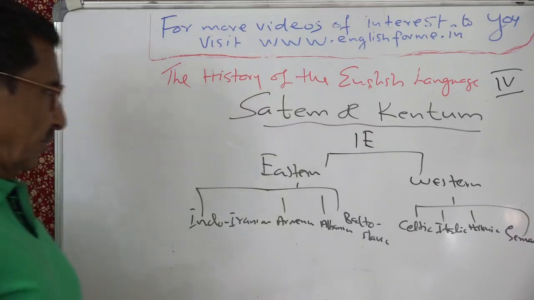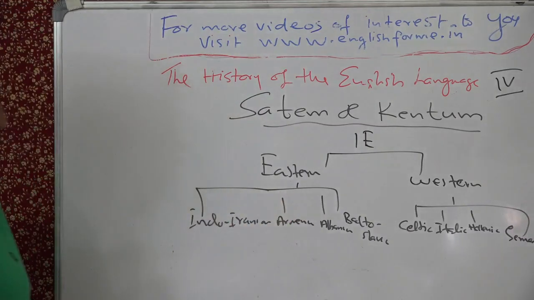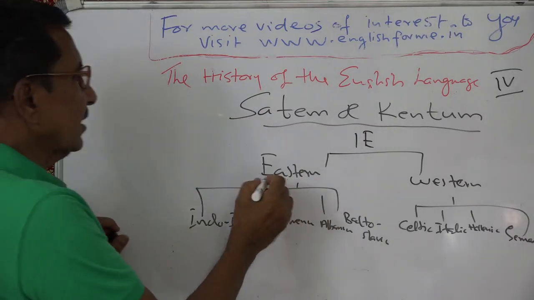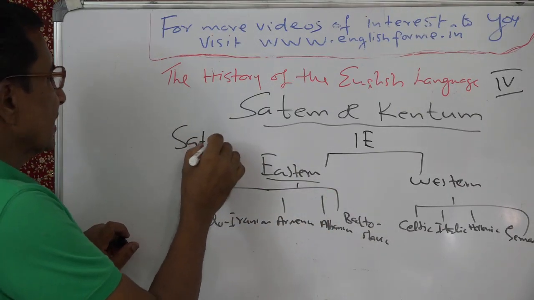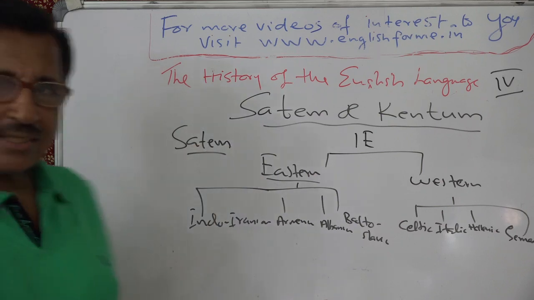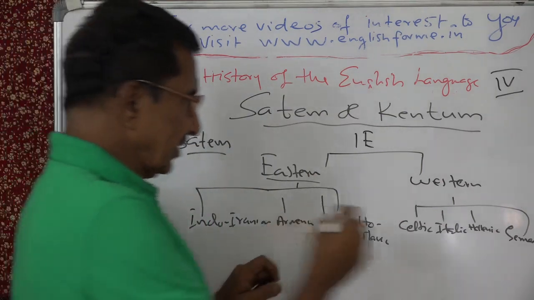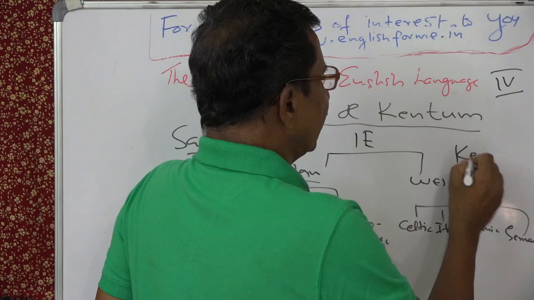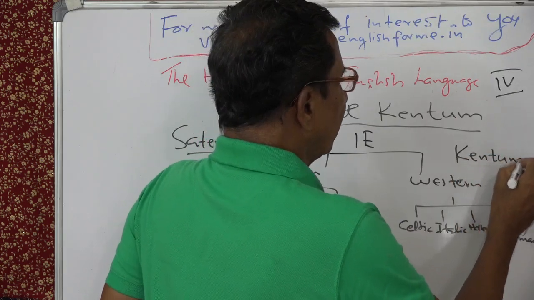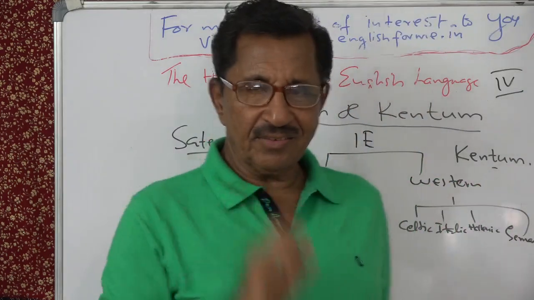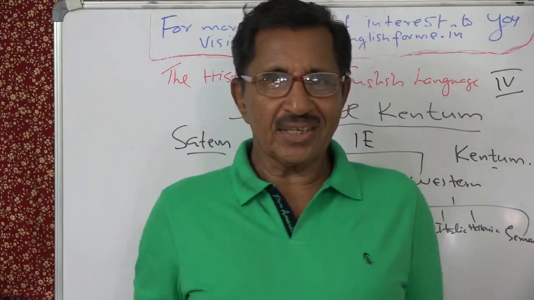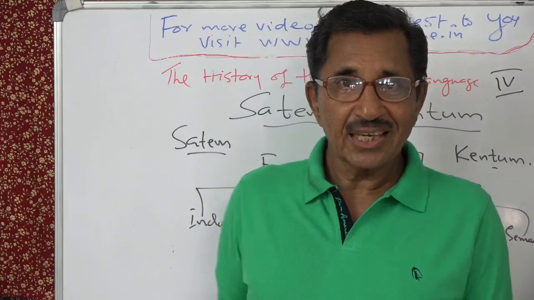Okay. Now this Eastern branch is known as the Satem branch, and the Western branch is also known as the Kentum branch. So in the examination you will get a question like this: why is Eastern called Satem? Why is Western called Kentum?